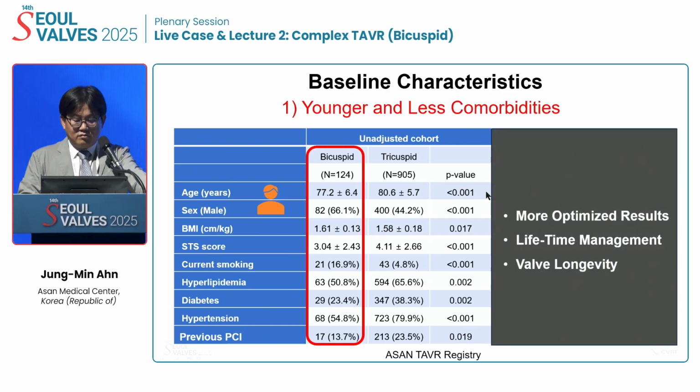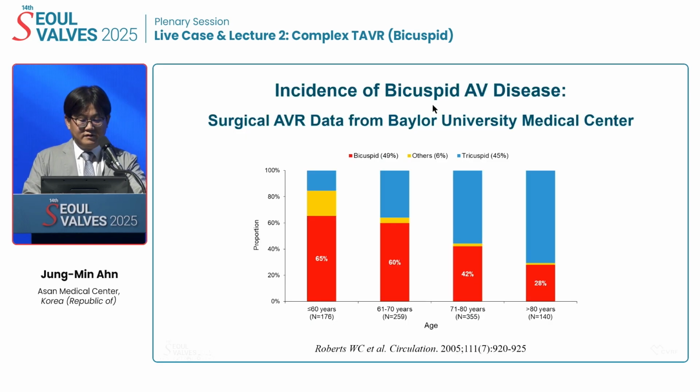And so definitely we need more optimized results. Lifetime management is necessary, and we have to consider valve longevity for bicuspid aortic valve TAVR. In addition, in younger patients, less than 60, 65% have a bicuspid aortic valve in surgical series. For ages 61 to 70, 60%; 71 to 80, 42%. So if we do TAVR in a younger population, we will meet bicuspid aortic valve disease patients more frequently.